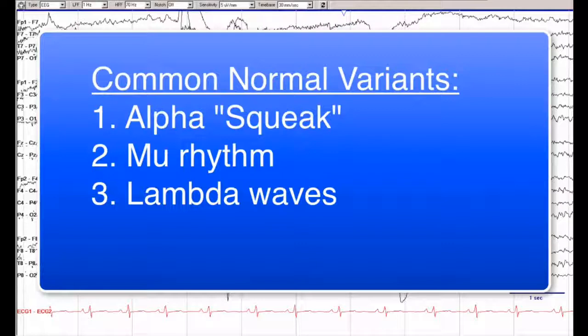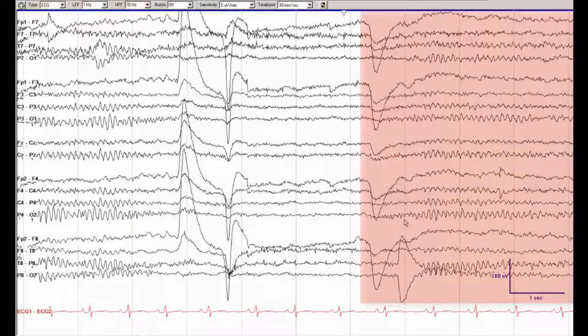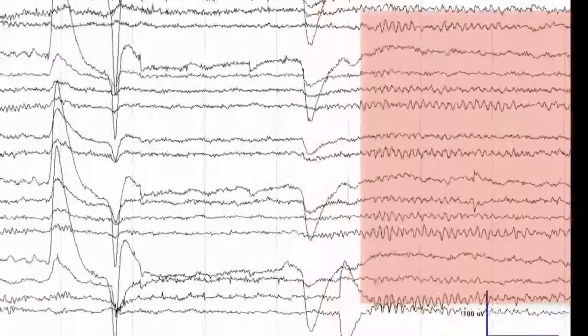Finally, we will conclude our discussion of normal awake EEG by focusing on three common normal variants called alpha squeak, mu rhythm, and lambda waves. First, we will look at alpha squeak. We will remain on the same epoch of normal awake recording that we have been analyzing throughout this video so far. Focus your attention on the second half of this video with the second instance of eye closure.